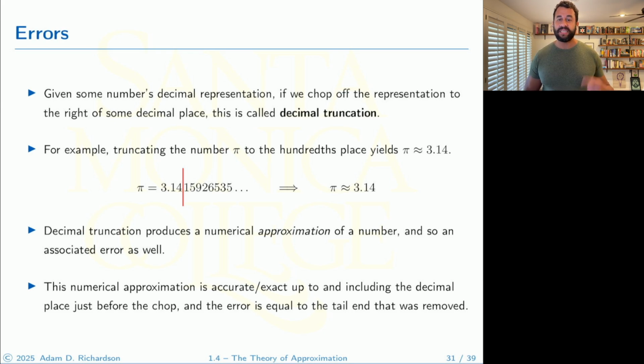If we have a number's decimal representation, we can chop off the decimal representation at any decimal place. And when we do that, we get what's called a decimal truncation. Truncation. So for example, we could truncate the number pi to the hundredths place, and we get an approximation of pi. Pi is about 3.14, right?